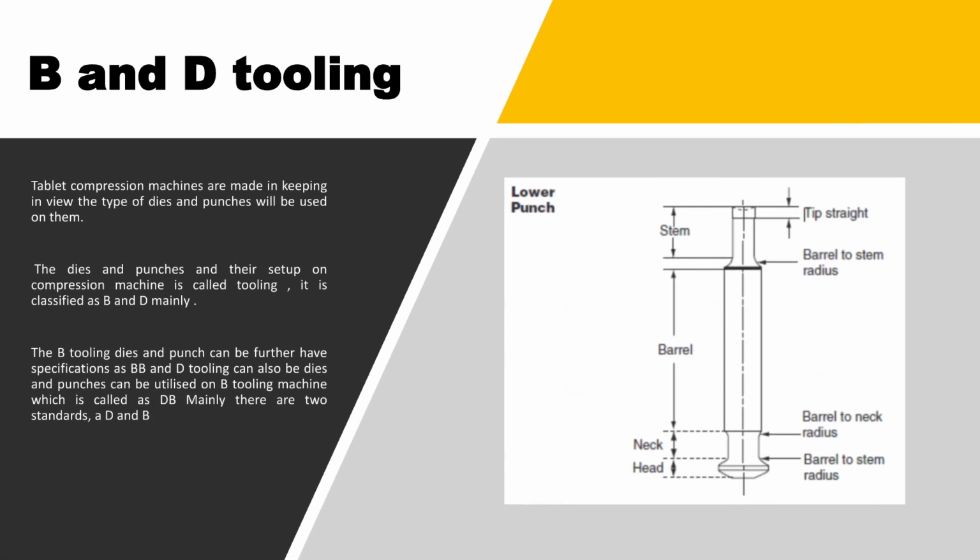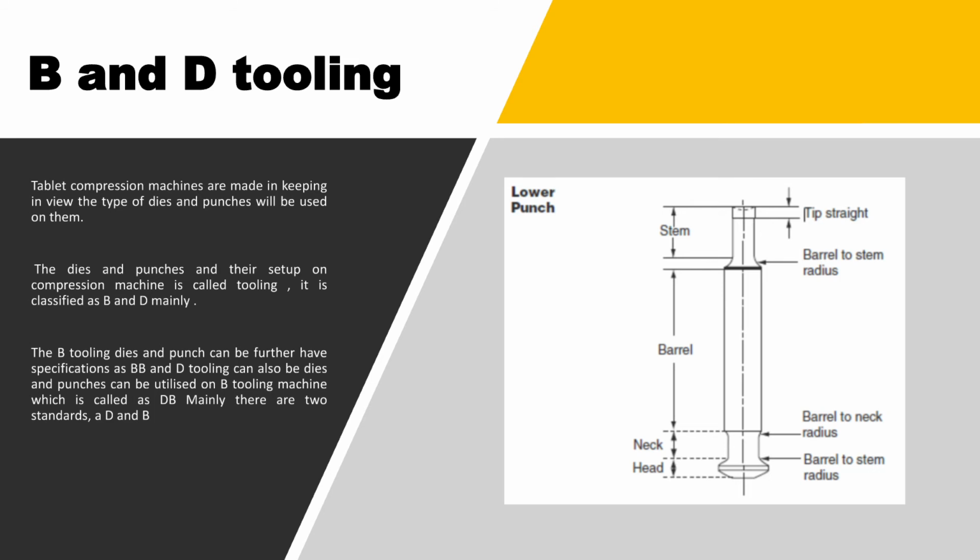Tablet compression machines are made keeping in view the type of dies and punches that will be used on them. In this figure also you can spot the barrel, whose diameter is very important, and the die diameter. The two very important things, the diameter of the barrel and the diameter of the die cavity, will determine the size of the tablet.